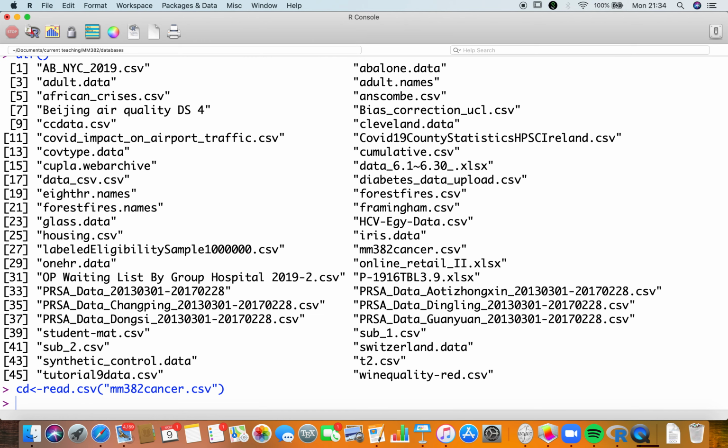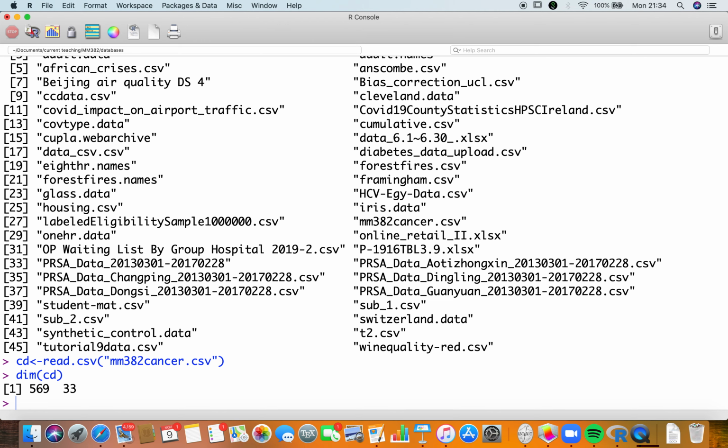Once you've read the data in, it's always essential, a first step before you do any data analytics at all, to just interrogate the database and see what's in there. Just get a general idea of what's in there. So the first thing I always do is get the dimensions of the database, using the dim function. And in this case, I see there's 569 rows and 33 columns.